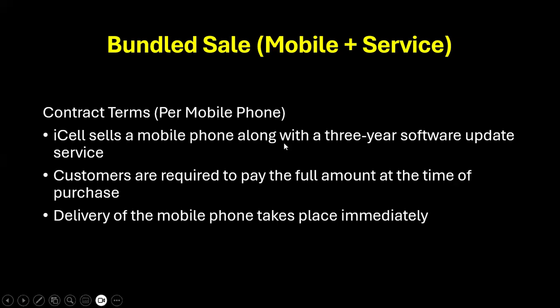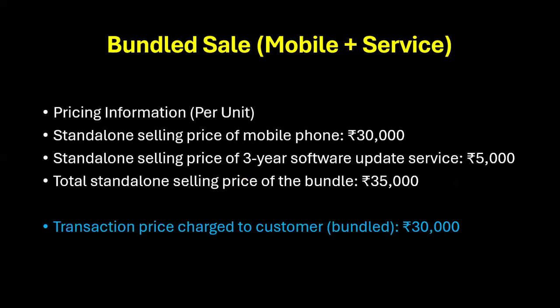A company sells a mobile phone along with a 3-year software update services. Customers are required to pay the full amount at the time of the purchase. The delivery of their mobile phone takes place immediately. The cash may be received immediately or later, but the cash is paid for two things. One is for the mobile and the services. So it's a case of a bundle product.